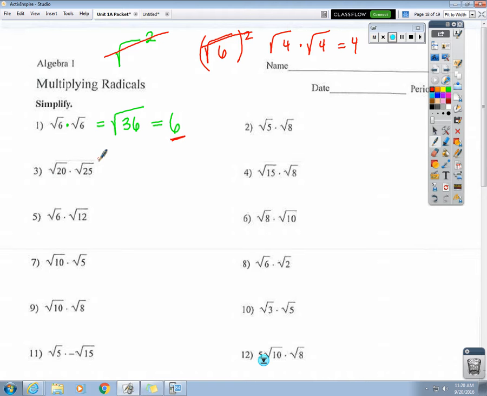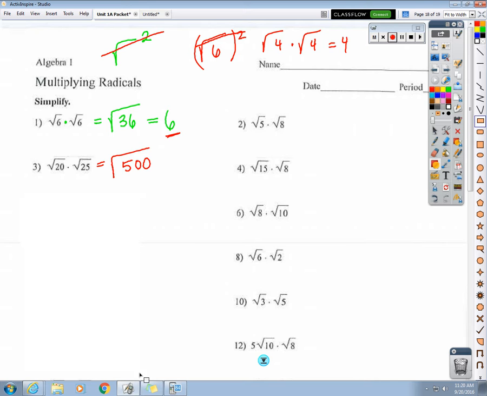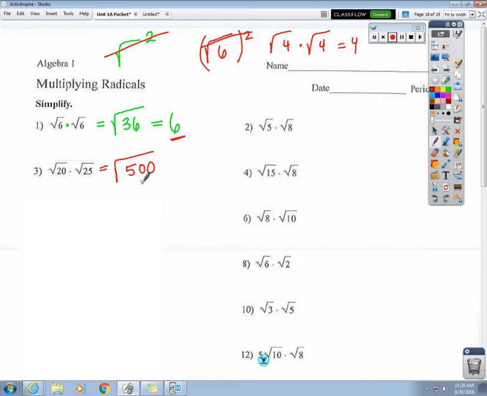The square root of 20 times the square root of 25. What is 20 times 25? Calculators. 500. But obviously we're not finished because we can go further. We can use what we learned 2 days ago and factor tree it. Okay? So what numbers do you want to start with to multiply to 500? 50 and 10, you could start there. Or couldn't you have just started with 20 and 25? Those are the most obvious ones that multiply to 500.